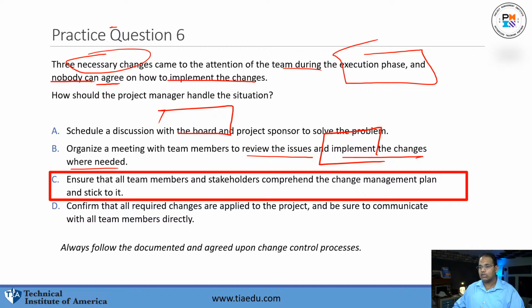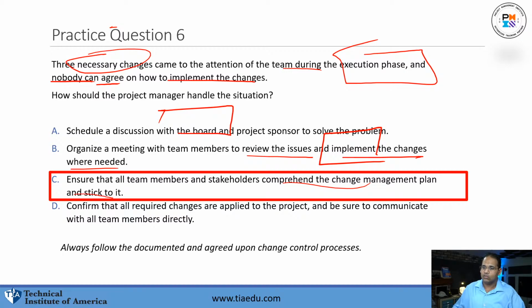Now remember, the whole process, performing, integrated change control, monitoring and controlling, is watching that execution phase. It still has to go through that process. It doesn't say it's been through that process yet. When changes become necessary, you have to get a change done. Necessary changes still have to go through that change control process, guys. You must remember that. C: ensure that all team members and stakeholders know the change management plan and stick to it.